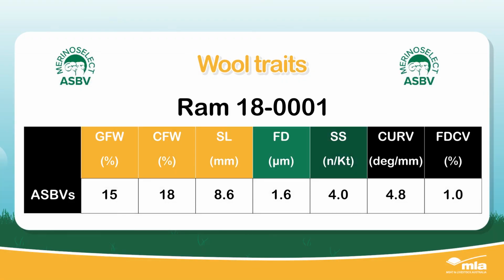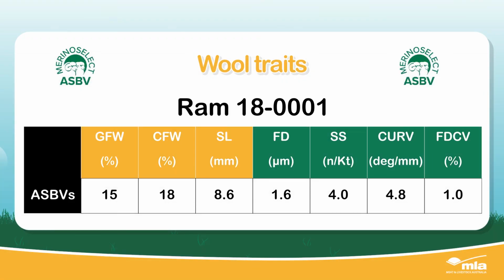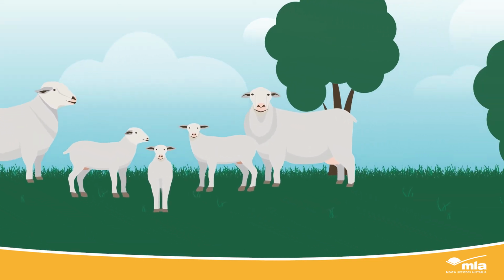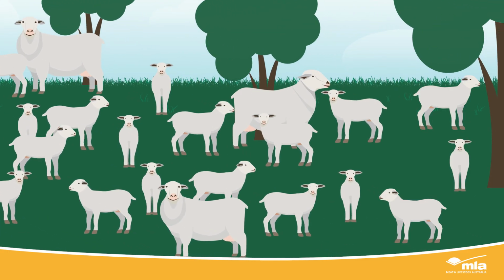By using wool ASBV traits in your ram selection decisions, you can significantly improve the quantity and quality of your flock's wool clip for many generations to come.